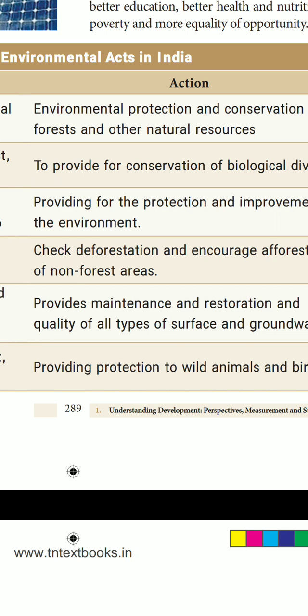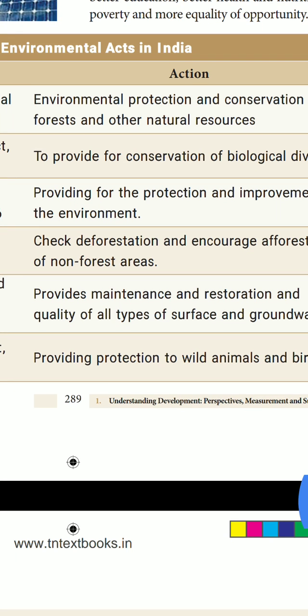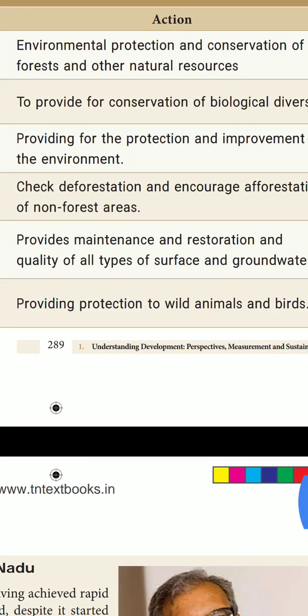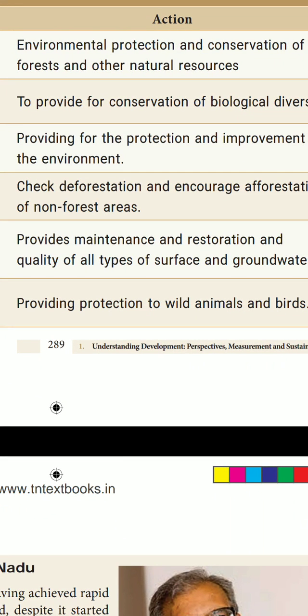Next, second one, 2002. What was that? Biological Diversity Act. What was the action for this 2002 Biological Diversity Act? To provide for conservation of biological diversity.